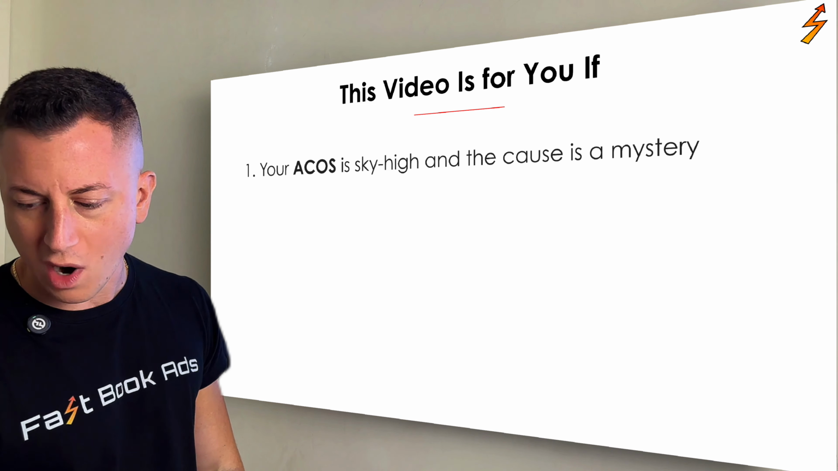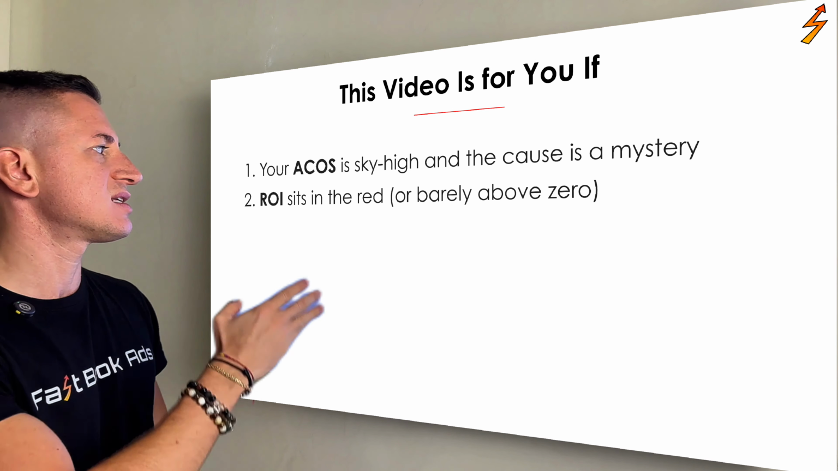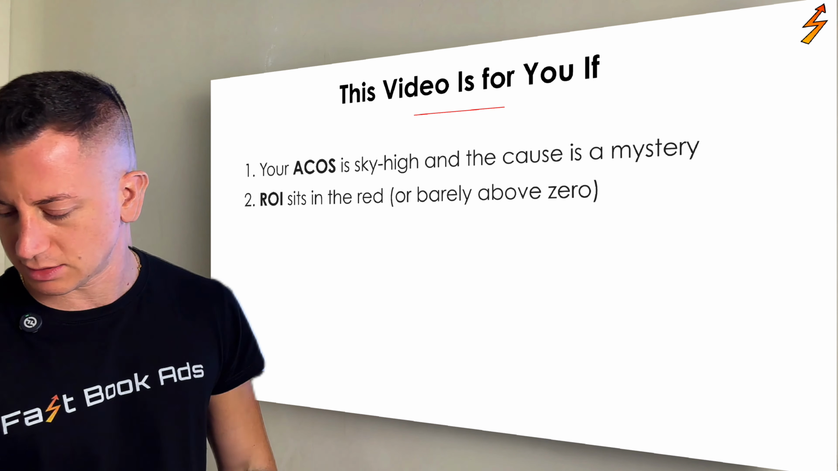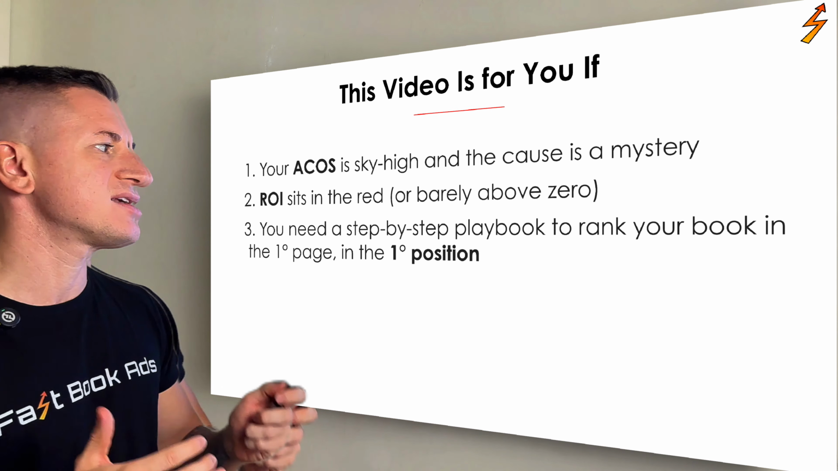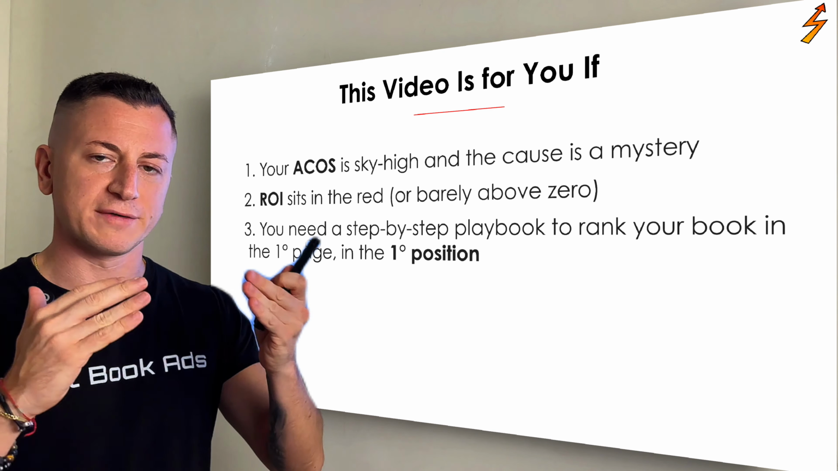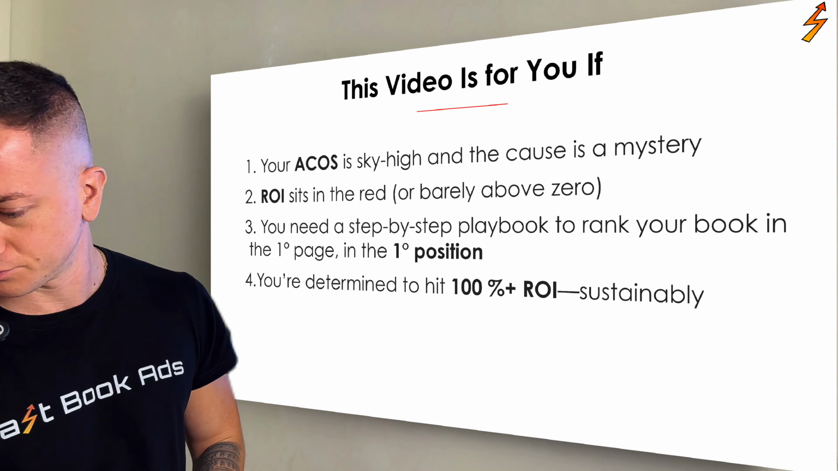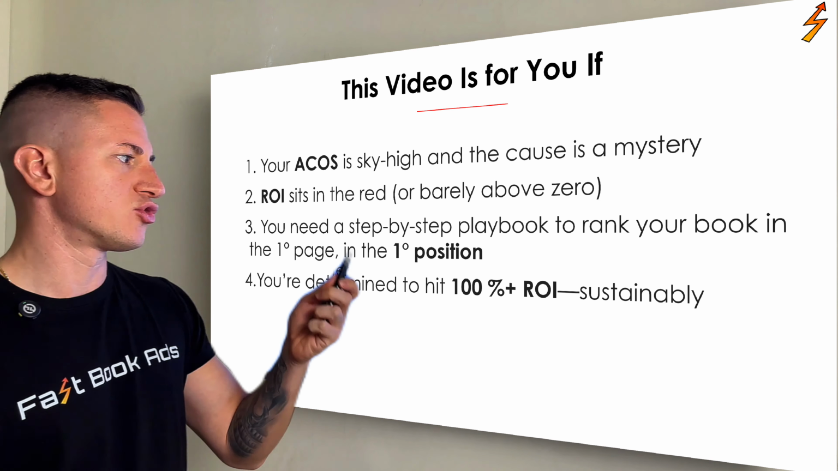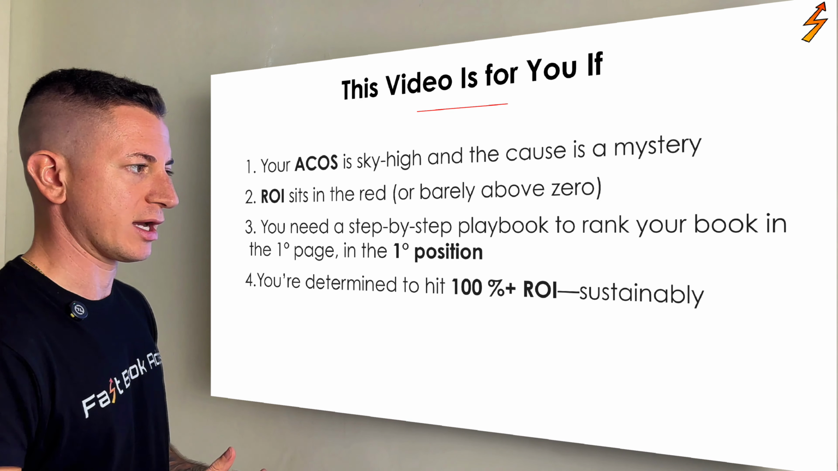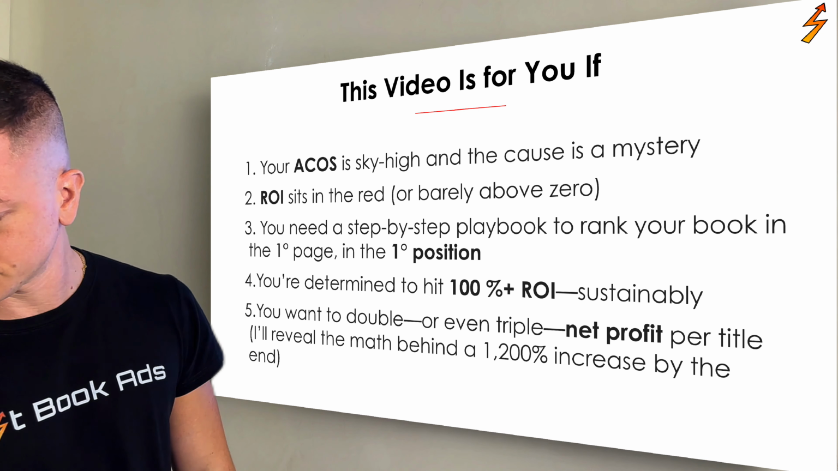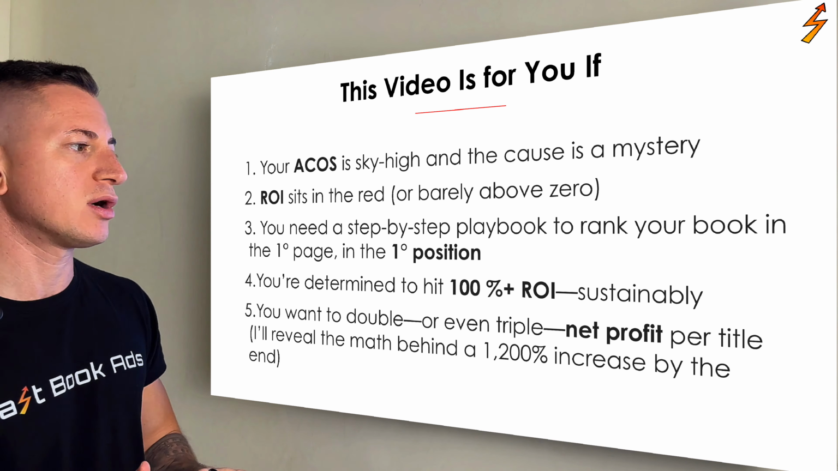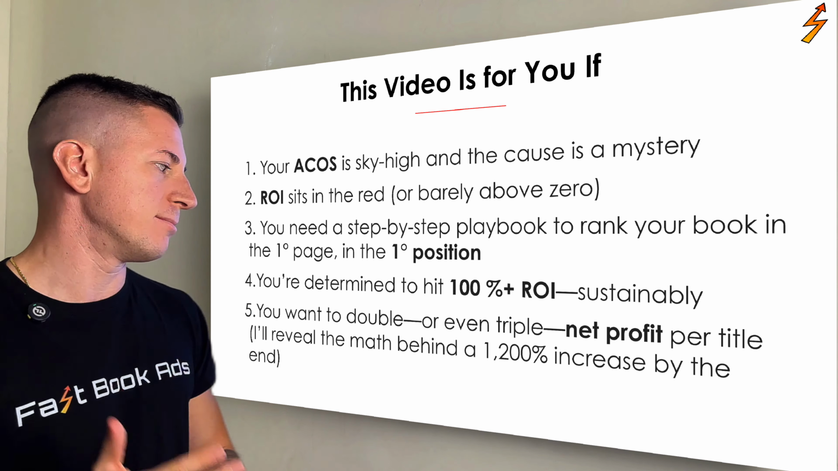You don't know why. The ROI sits in the red or barely above zero, like 20%, 30%. You need a step-by-step playbook to rank your book on the first page, in the first position. You are determined to hit more or less 100% ROI, sustainably, obviously. You want to double or even triple your net profit for every book you have published.